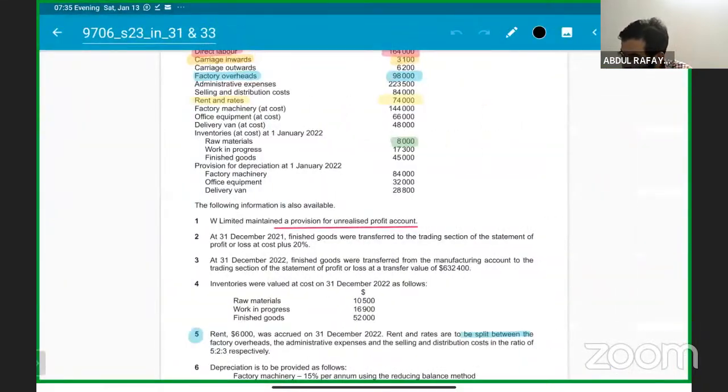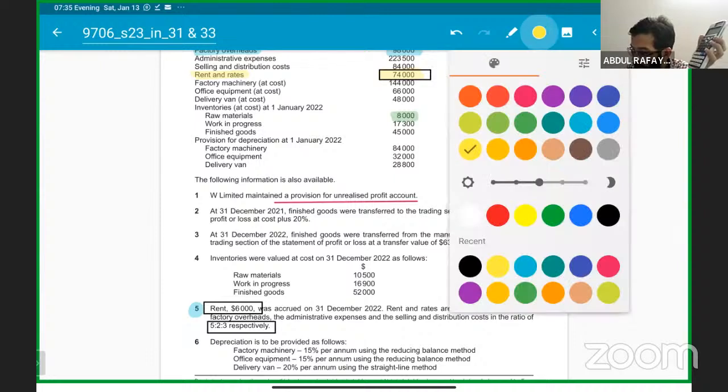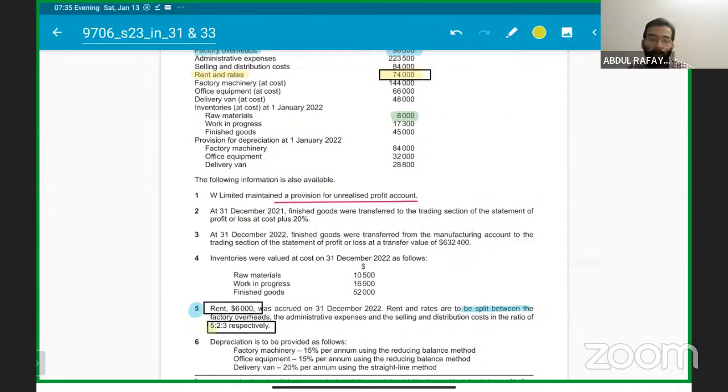So it's very simple. Follow carefully in the box, we have 74,000 as the rent. 6,000 was accrued. So 74,000 plus 6,000 is 80,000. And with the 80,000, we split it into 5 is to 3 is to 2, which is 5 for the factory overhead. So 5 upon 10, or you can say 50% as well, that half of the rent and rates are being apportioned to the factory overheads. Getting it, students? Half of the rent and rates are to be split to the factory overheads.